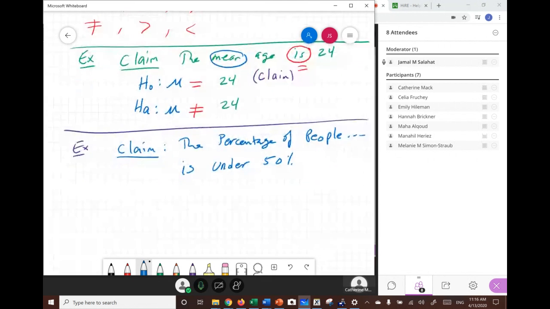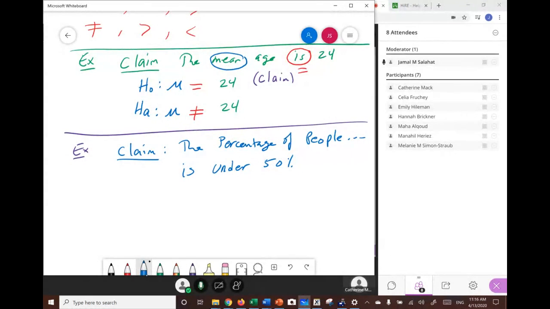So how do we write the claim for this person? So here is H note, and here is HA. Now both statements will be statements about who? Is it a mean or a proportion?